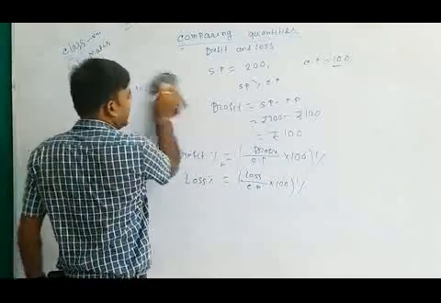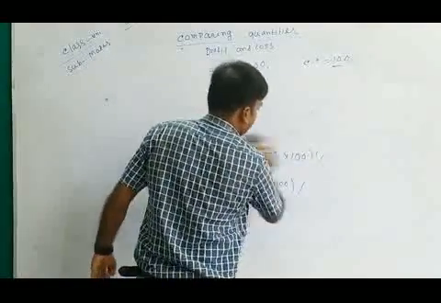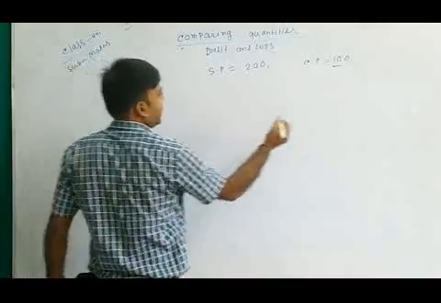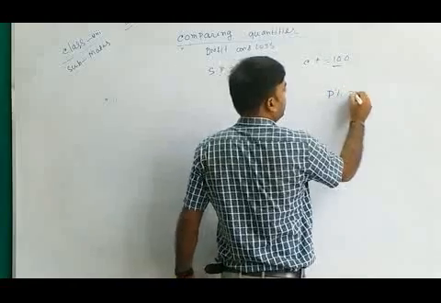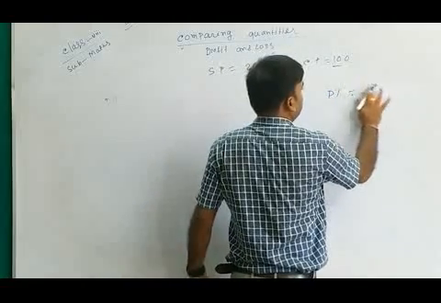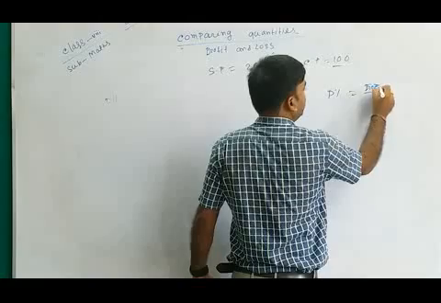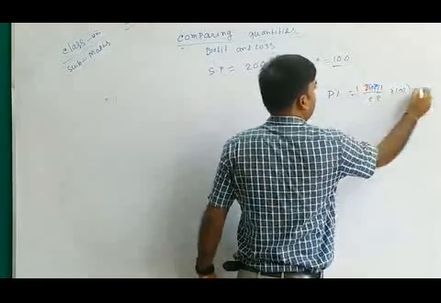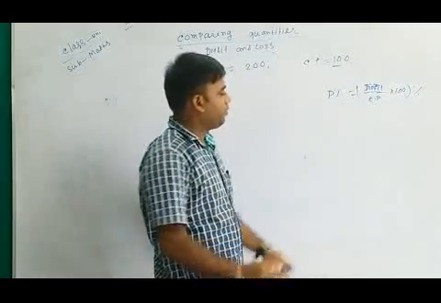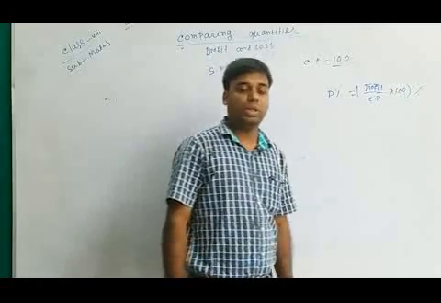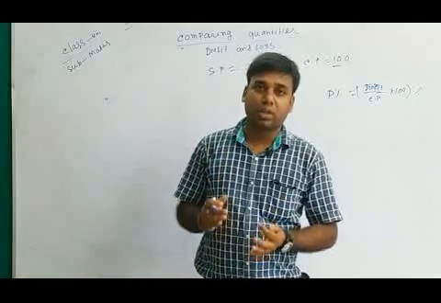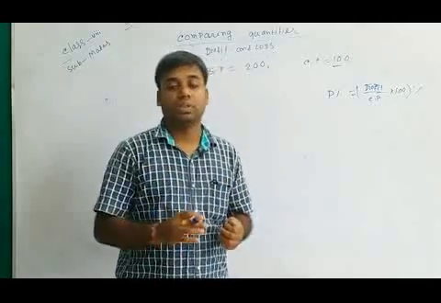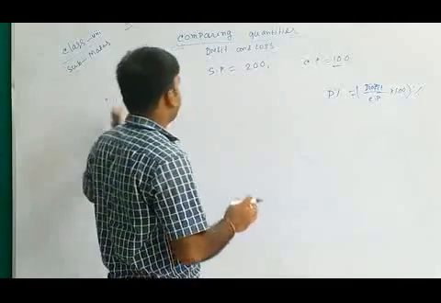Next, another example to find the profit percentage. I am writing here the profit percentage formula: profit amount by CP into 100 percent. If you write SP here, that will be wrong. Profit and loss are calculated on cost price, not selling price. Remember this line and keep it in your mind.